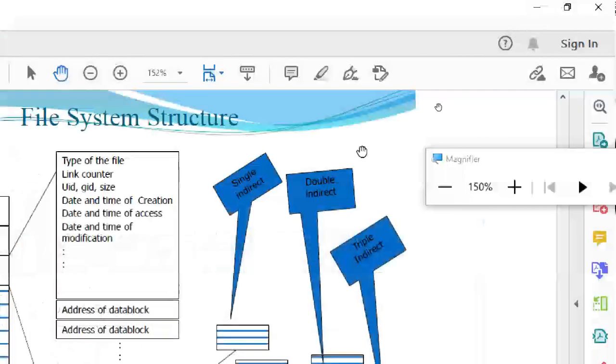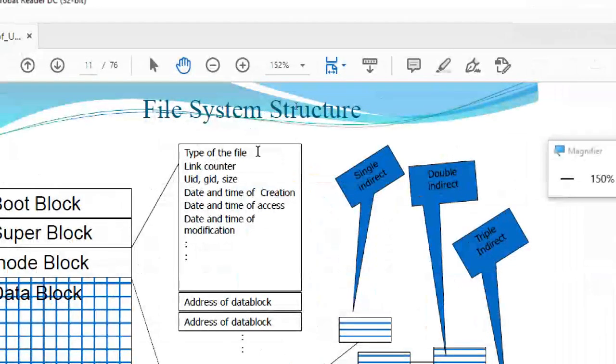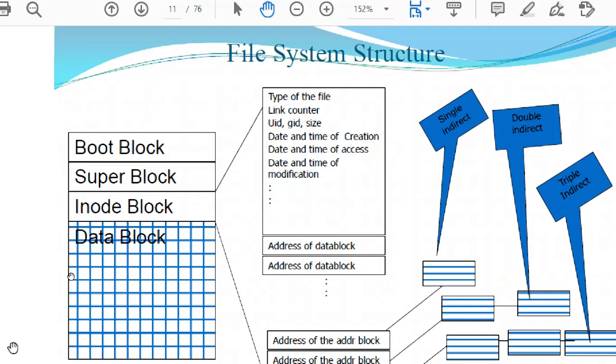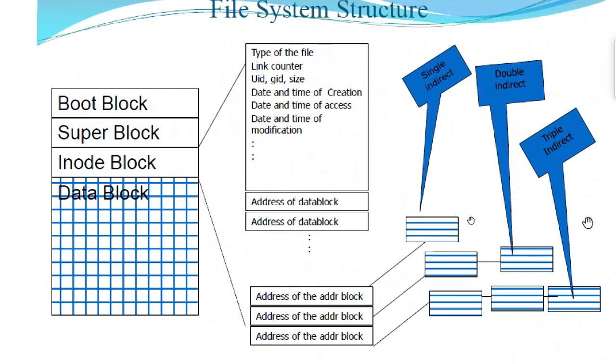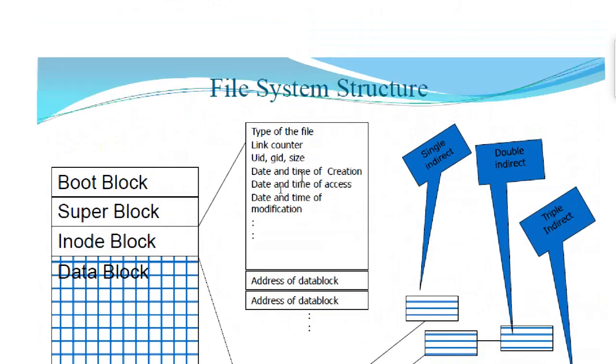What is an inode block? Inode block contains information of file: type of file, link counter, size, GID, UID, time of creation, time of access, time of modification, and address of data block. So the file data is stored in the data block only. Forget about the rest. Go through this one. If anybody asks a question, give a simple answer. Inode block has tables. Each table belongs to a file or directory.